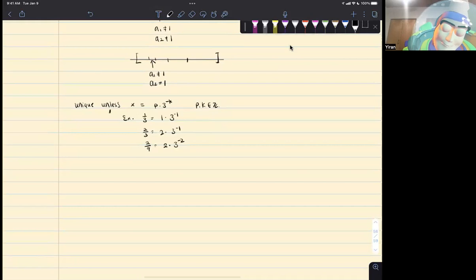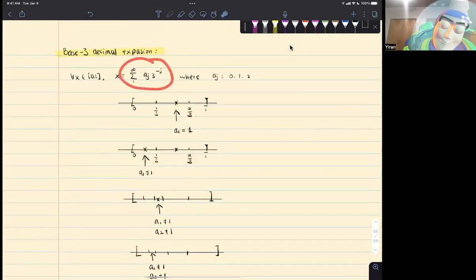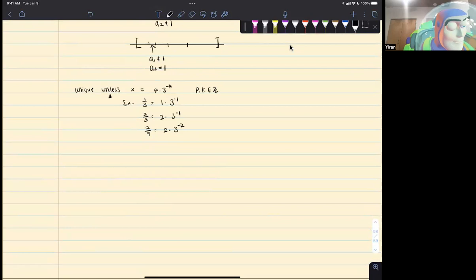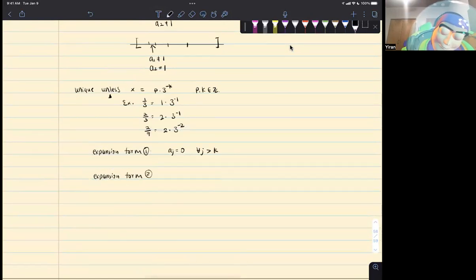So what does that mean, unless? The expression above is not unique in these cases, which means we have two expressions for those points. Expansion form 1 is a_j equal to 0 for all j larger than k, and expansion form 2 is a_j equal to 2, I think, for all j larger than k.